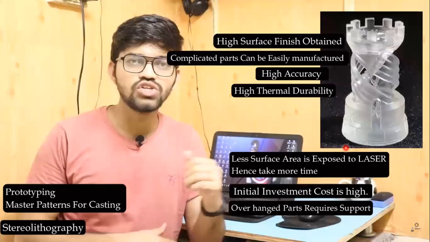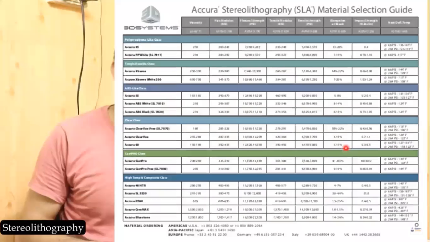As you can see, this chart represents the materials used in the stereolithography process. The most commonly used material is ABS, that is acrylonitrile butadiene styrene. This is the material which is used in fused deposition modeling as well. So these are the materials used in the process of stereolithography.